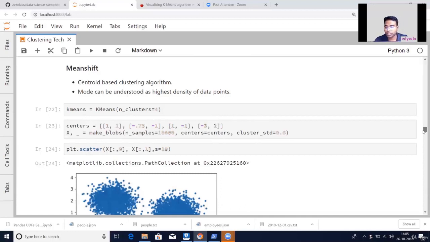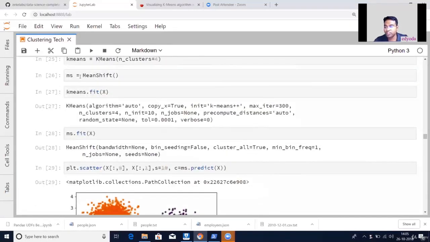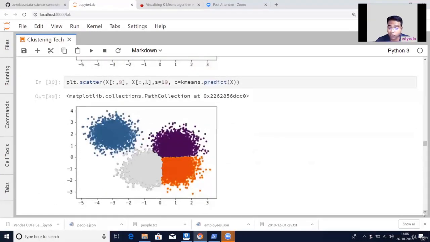Say we are generating data like this, and we use mean shift here. This is the model we are trying to use: mean shift dot fit, passing all the data, and then doing the prediction. This is the mean shift prediction, and you can see it forms two clusters. The point to be noted here is, unlike k-means, you don't pass any k. It tries to form as big a cluster as possible, so in this case we have two clusters. If you do the same thing with k-means and mention 4 clusters, we can see 4 clusters. That's the difference between k-means and mean shift.